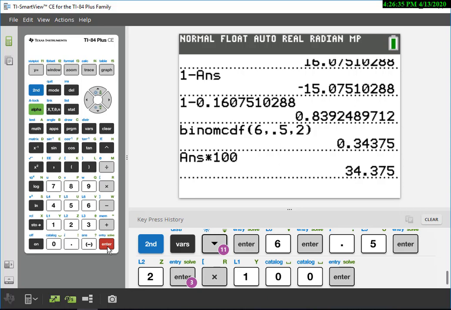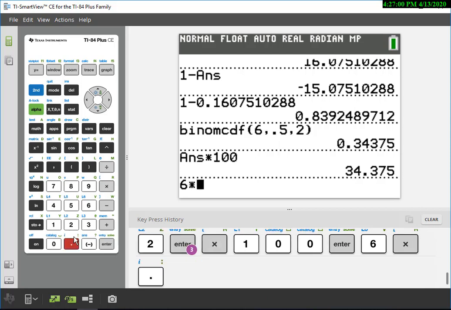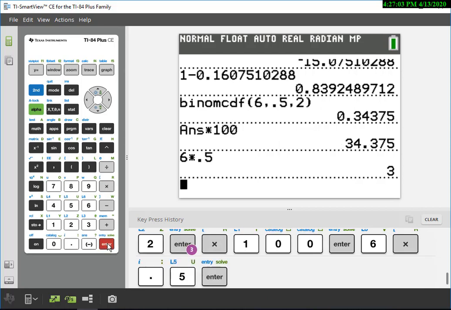Now, as you try to figure out some more computations such as expected values, keep in mind that it's as simple as just inputting a formula. So, for instance, if I wanted to know the expected value of the number of boys in a family of six, I would just do 6 multiplied by a half and hit enter, of which I get 3.